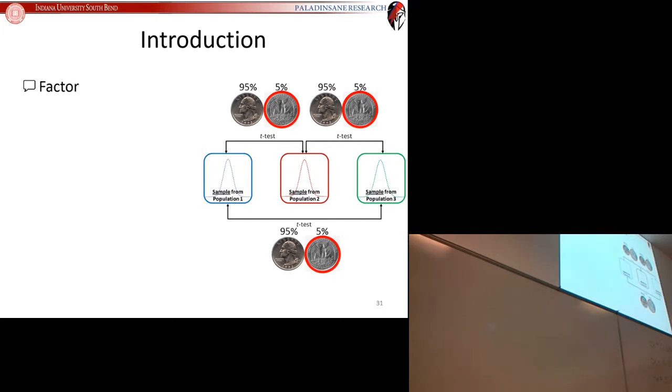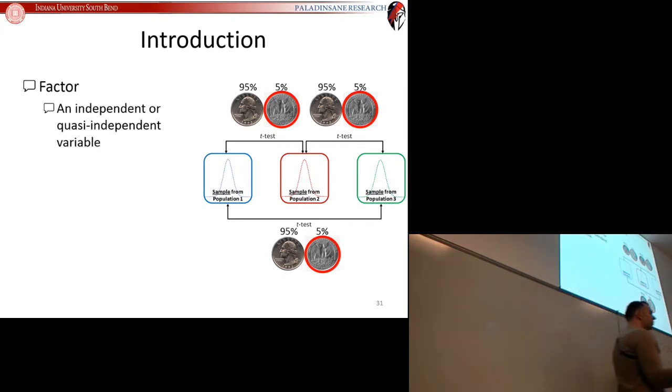So how does this ANOVA work? Well, before we get into that, we just got to be clear on a little bit of terminology here. First thing that we need to know about is the term factor. Factor is your independent variable or your quasi-independent variable. This is your cause of behavior. This is basically what determines what your samples belong to.